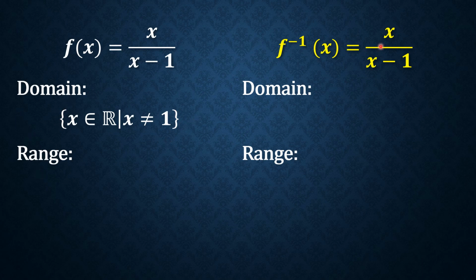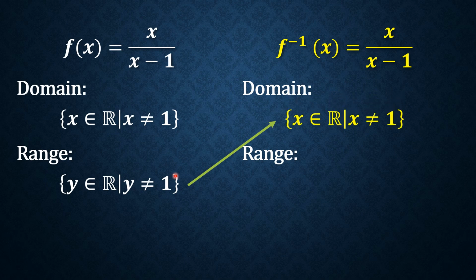And for the range naman, tingnan natin yung sa inverse function. Okay, so since the same lang naman sila, it's not equal to 1 daw. So, y is an element of all real numbers such that y is not equal to 1. And for the domain, kabaliktaran lang. So, not equal to 1 din siya. So, x is an element of all real numbers such that x is not equal to 1. And the range, tingnan natin ang domain ng f of x para maghanap ang range ng inverse function. So, ito. Y is an element of all real numbers such that y is not equal to 1.